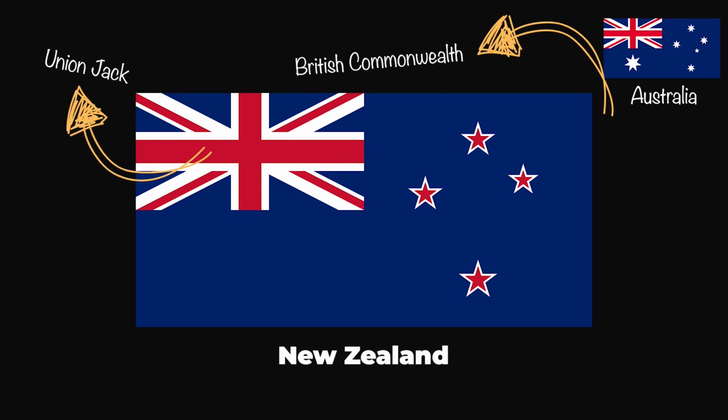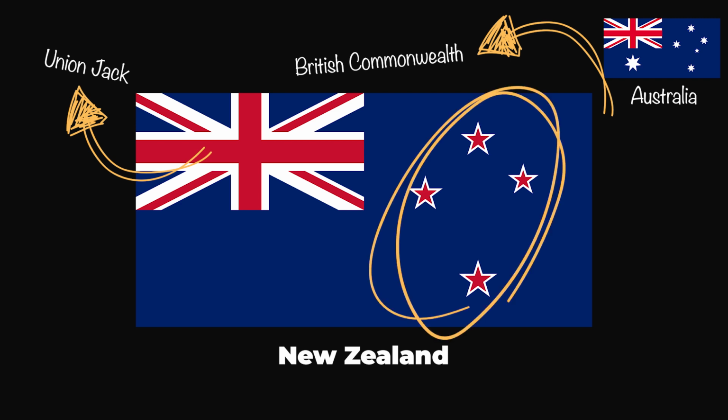New Zealand's flag, like Australia's, is a legacy to the British Commonwealth and contains the Union Jack in the canton. Where it differs from the flag of Australia, it has red stars representing the Southern Cross, rather than white. And the red of the flag is a deeper shade.